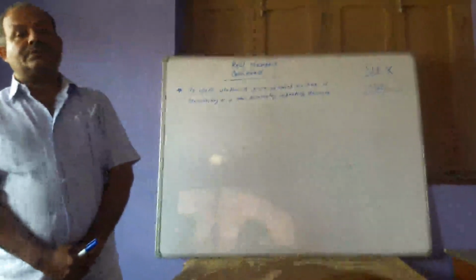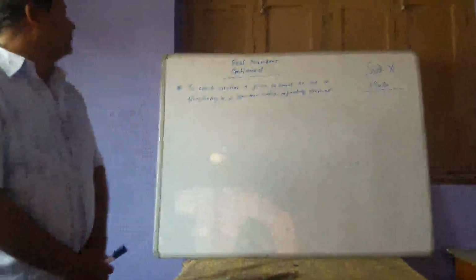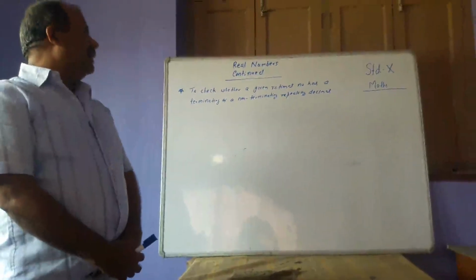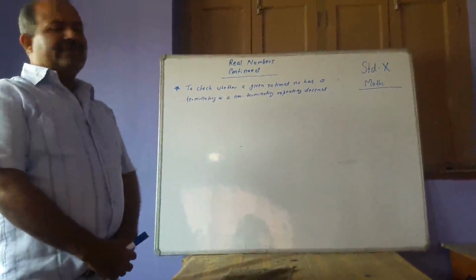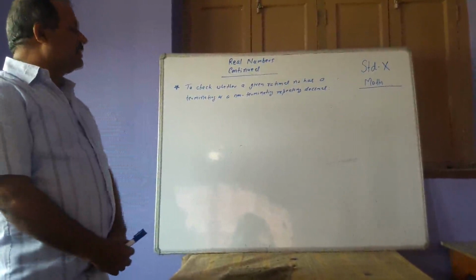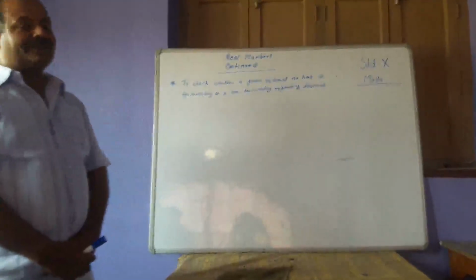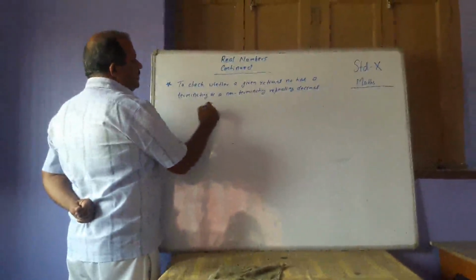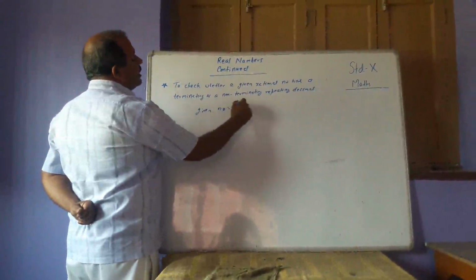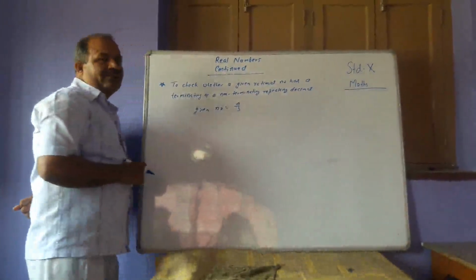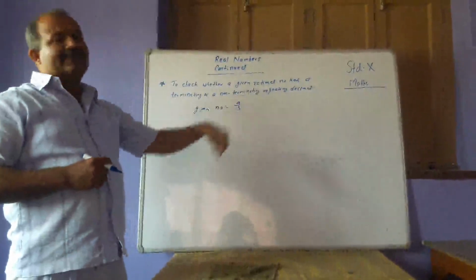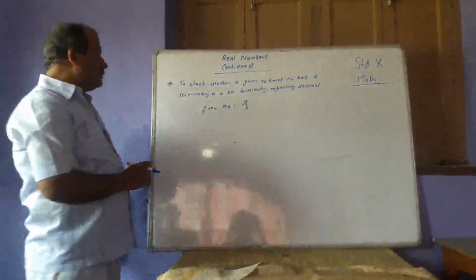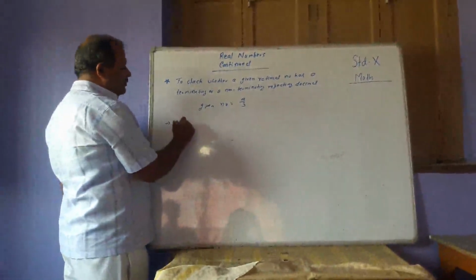Hello everyone. Today I am going to proceed with real numbers, in which you have to learn how to find whether a given rational number has a terminating or a non-terminating repeating decimal. Suppose the given number is equal to a by b. First of all, we have to check whether it is in its simplest form. If it is not in its simplest form, we have to change it into its simplest form.